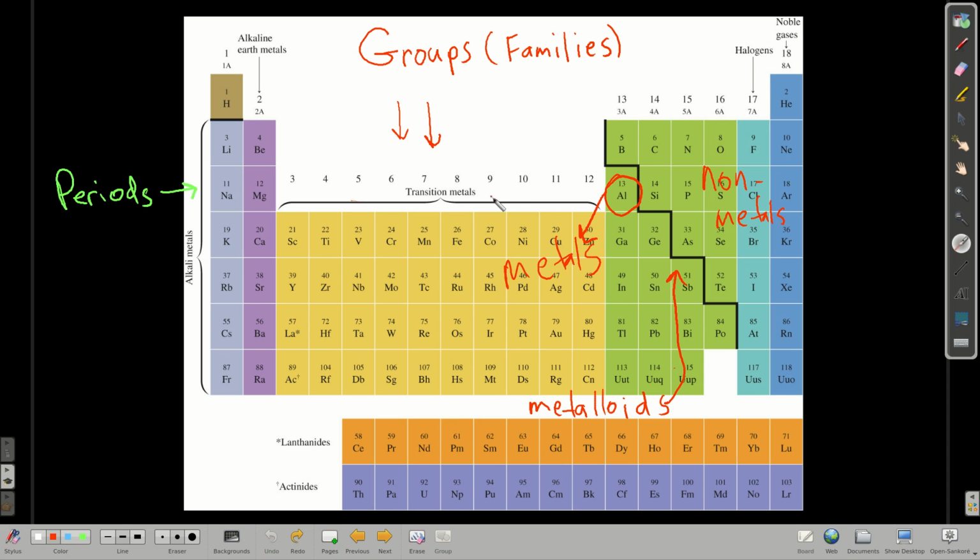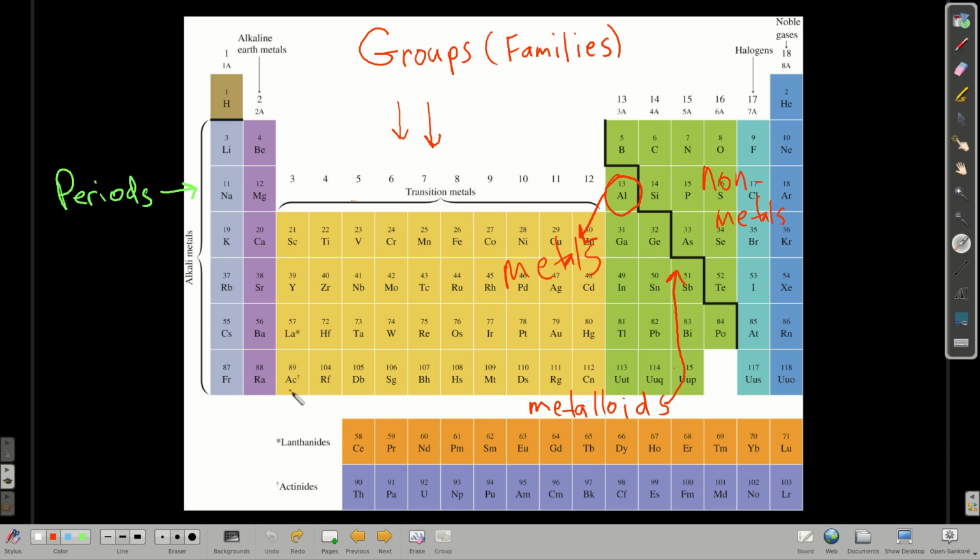Now, another area of the periodic table are the transition metals. You can see this kind of sunken block here, the yellowish region right in here. Everything in that whole block is called transition metals.